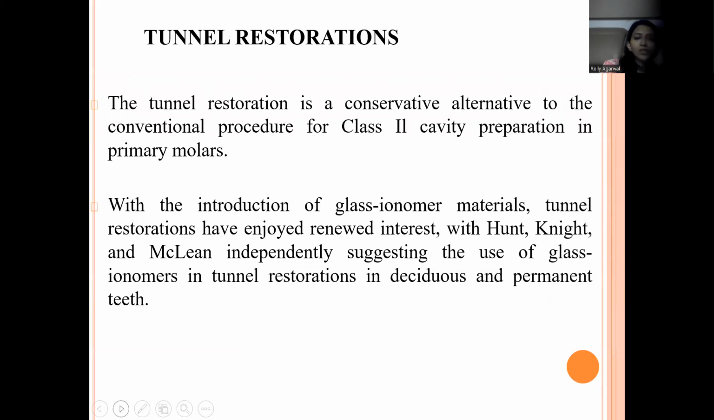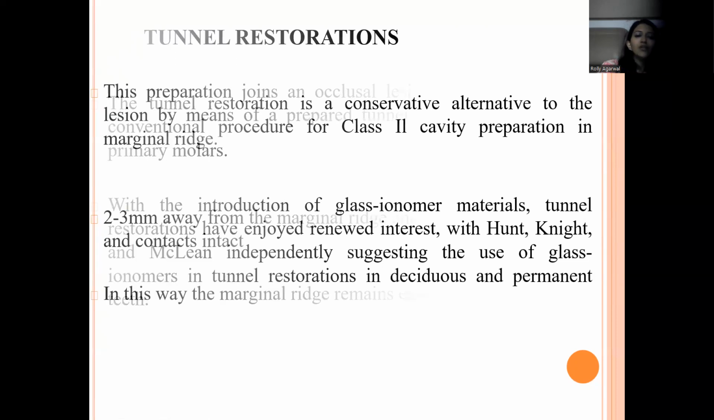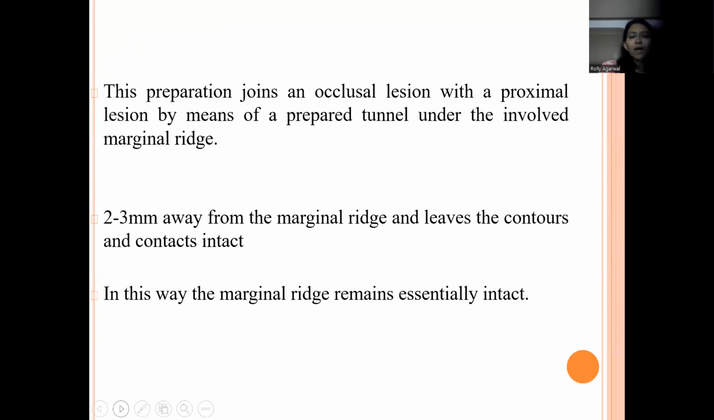Then you have tunnel restorations. Tunnel restorations are again a type of conservative cavity preparation in which the marginal ridge is not involved in preparing the class 2 cavity. An approach is taken from the triangular fossa towards the marginal ridge or towards the lesion which is there on the proximal surface.